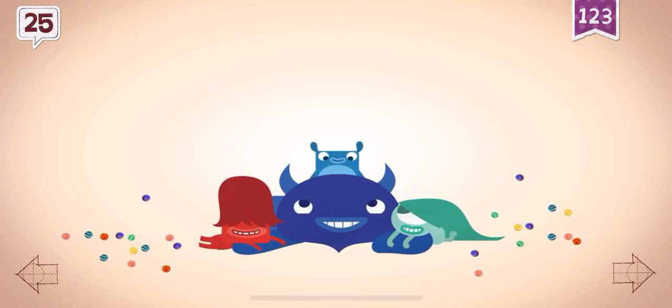Little Blue dropped 25 marbles on the floor and accidentally started a dance party.